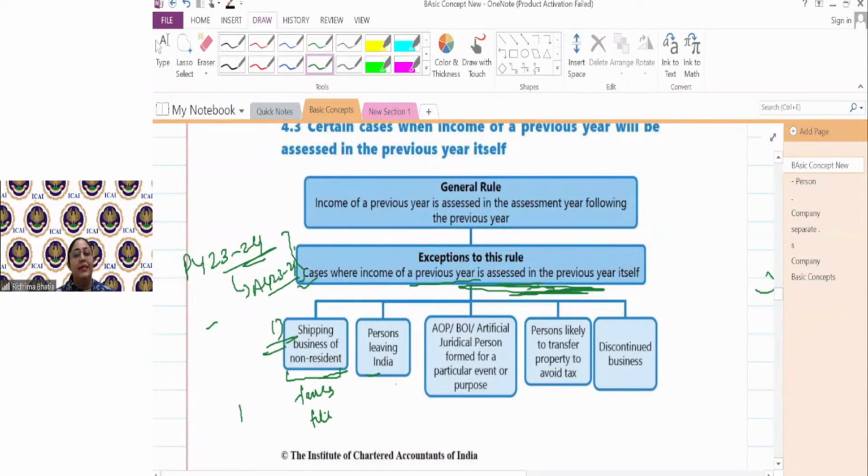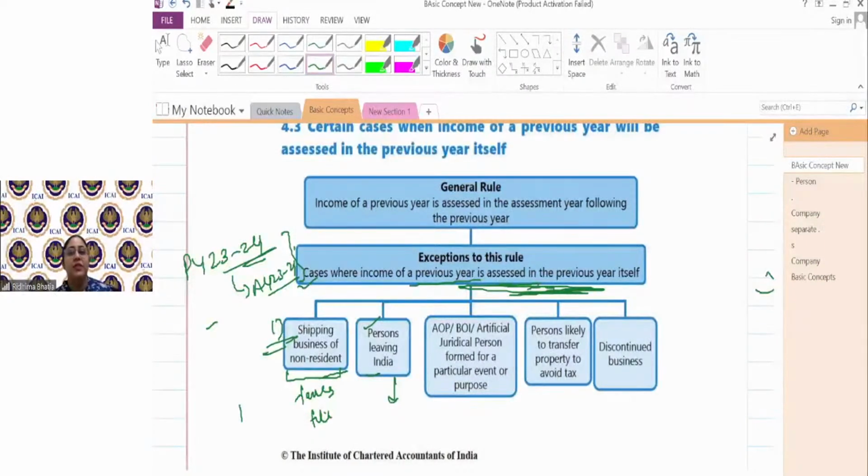Okay. Next is persons leaving India. Next exception to the general rule is person leaving India. It is not any person leaving India. It does not mean that if you're going on a vacation outside India, you have to pay taxes in the same year. No. It refers specifically to people who come on secondment in India.